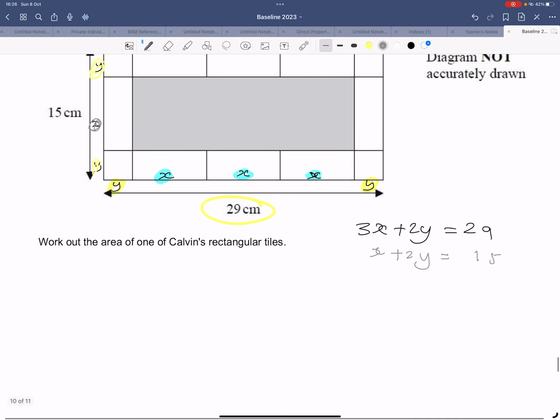Okay, perfect. The 2y's will cancel out. That will cancel out in the simultaneous equation. So 2x is equal to 29 subtract 15, that's 14, so x is equal to 7.